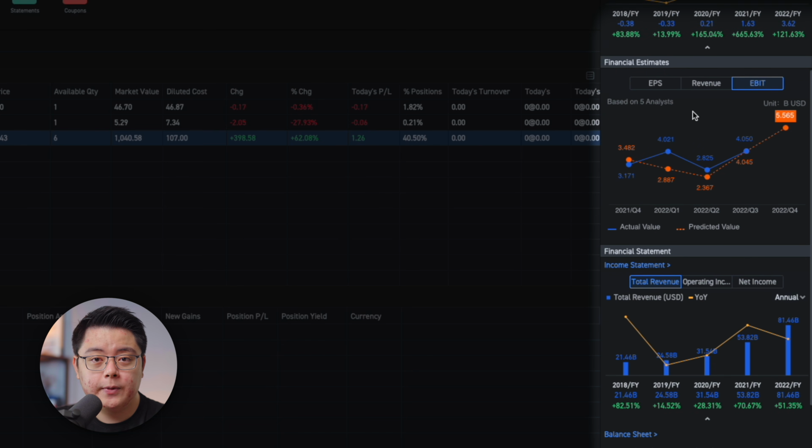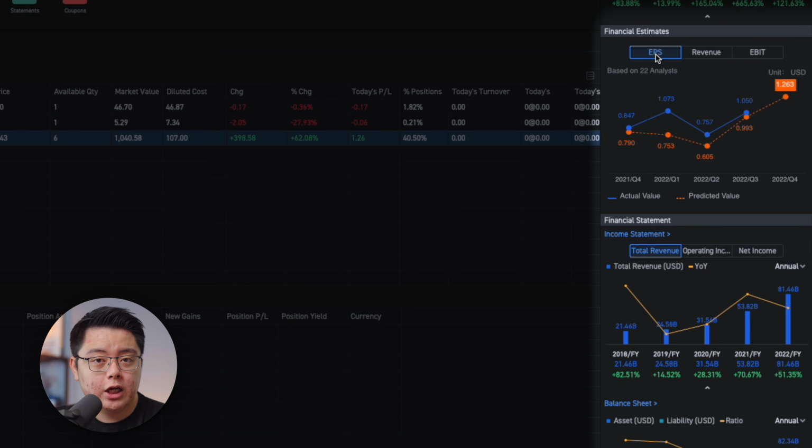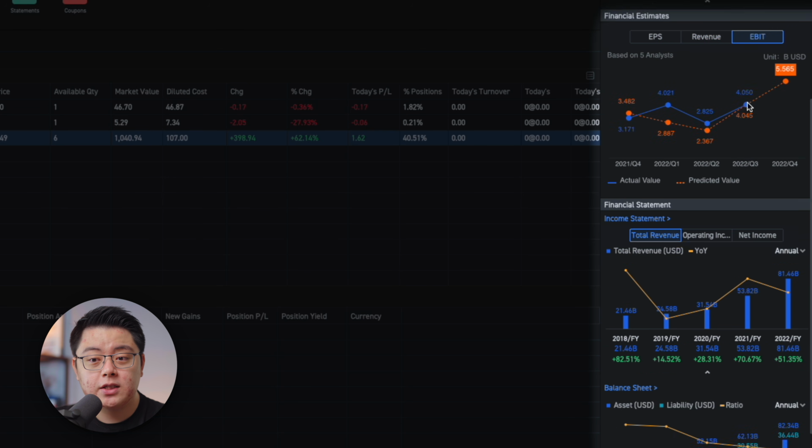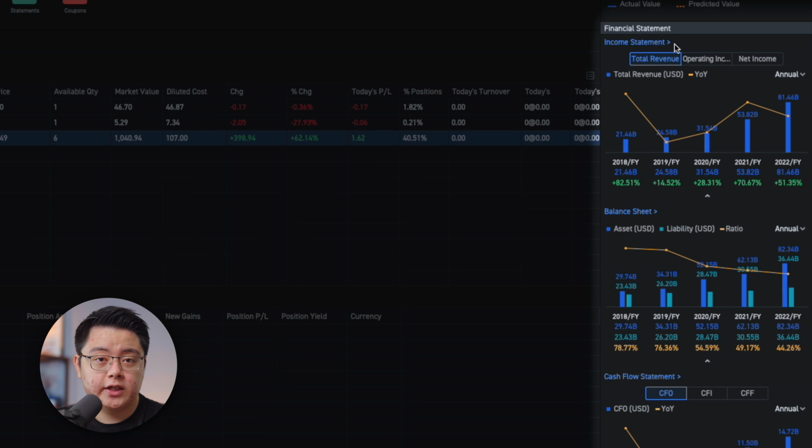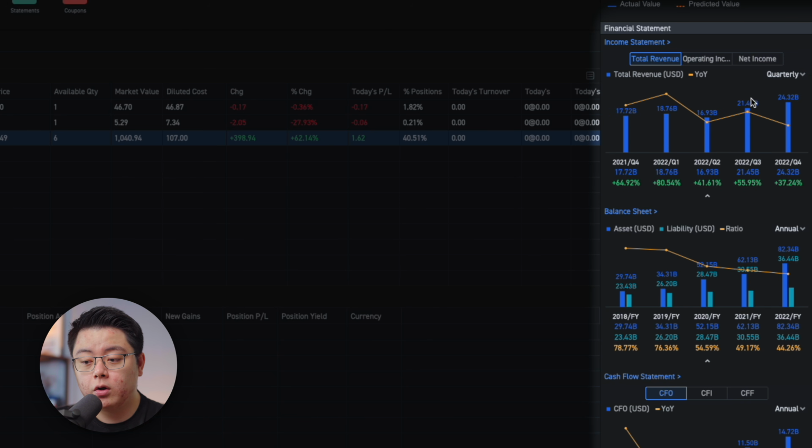And financial estimates, also more financial projections, which can help you to get a sense of what the analysts are forecasting, which are usually based off the company's forward-looking guidance and business projections, etc. Financial statement, pretty self-explanatory. You have all three of them: income statement, balance sheet, and cash flow statement, all under one roof. And you can also toggle between annual and quarterly. Really nice if you ask me.